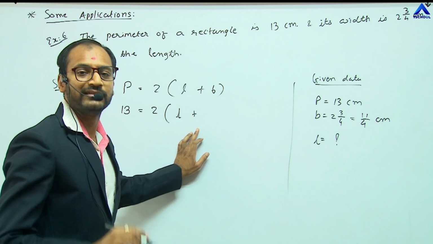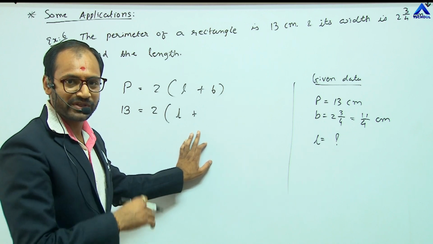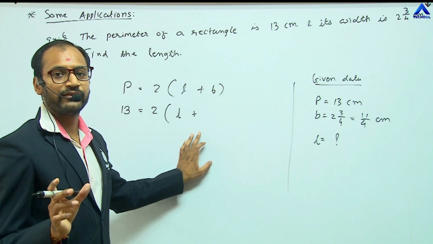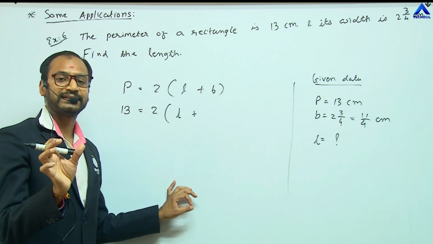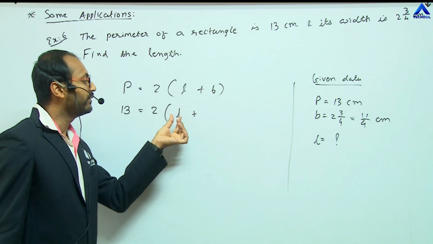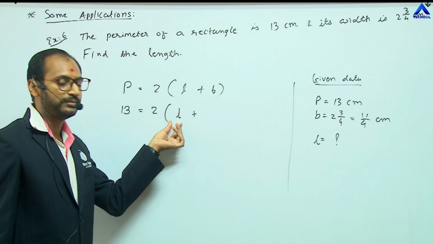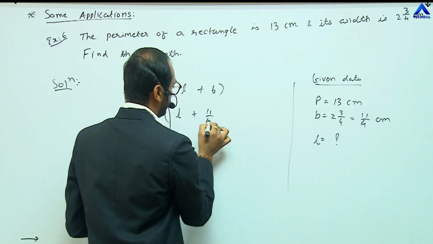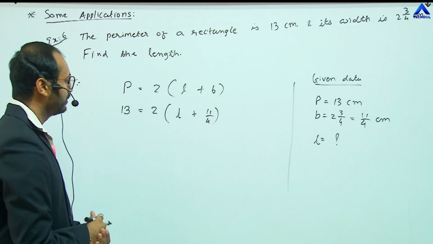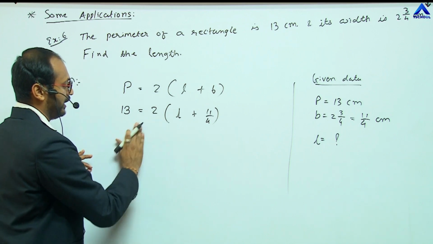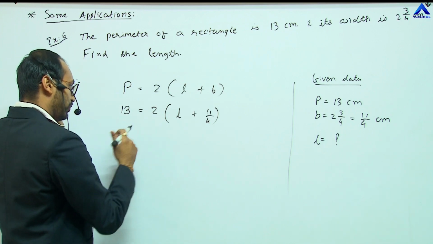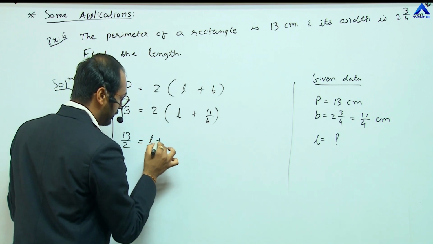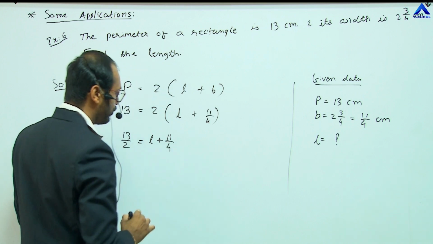The variable is L. In the last question, the variable was X. So in that solution, we found the value of X. In this equation, we will find the value of L. L plus B is 11 by 4. Now, how can we solve? Let me divide by 2 on both sides. We get 13 by 2 equals L plus 11 by 4.